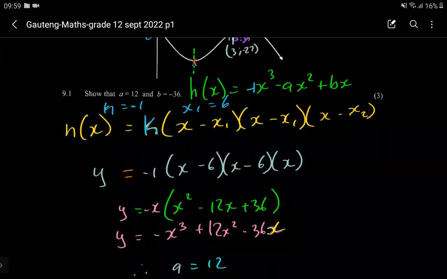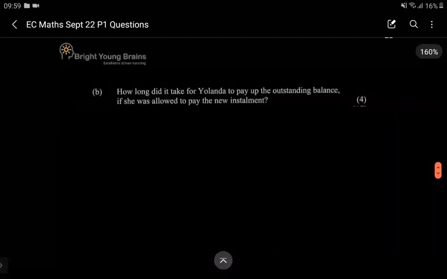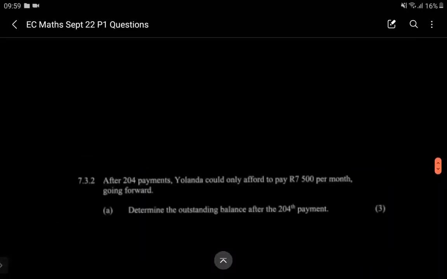Now with other papers, it was actually I think with the calculus ones, that's the question that was almost repeated often.